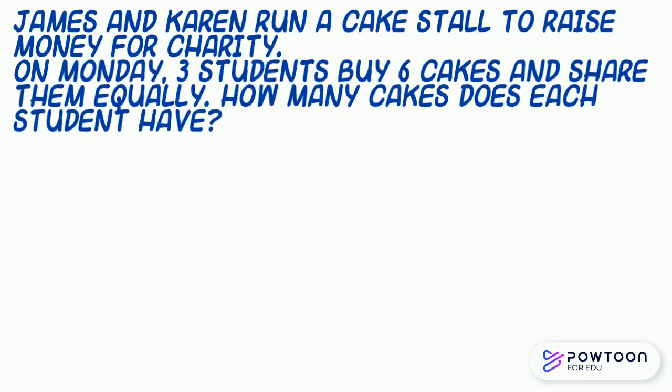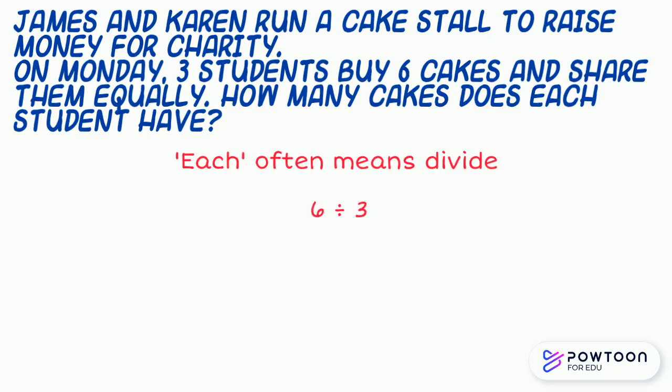We're now told that on Monday, 3 students buy 6 cakes and they share them equally. We want to know how many cakes each student has. So each often means divide. So we're going to take the number of cakes and divide it by the number of shares. So we're going to do 6 divided by 3. So the answer is 2 cakes each.